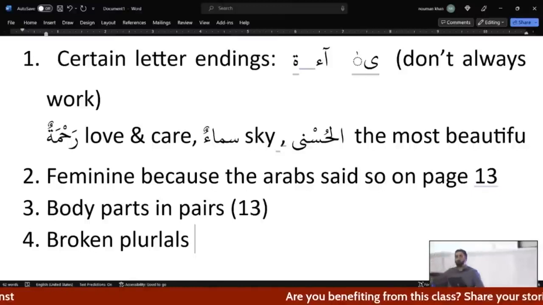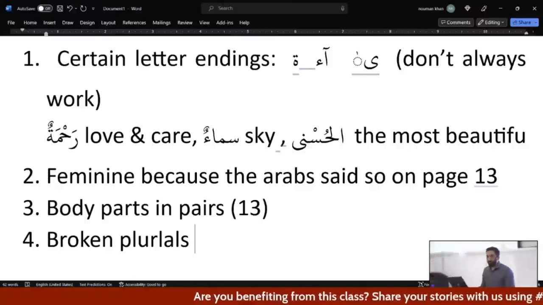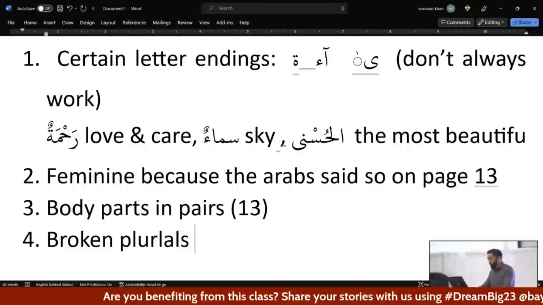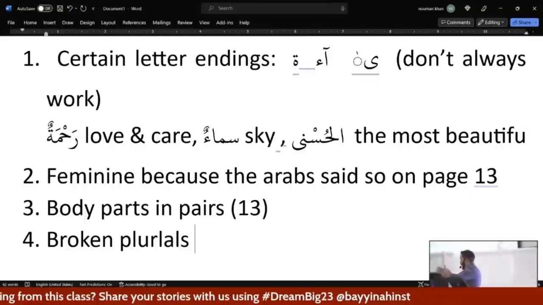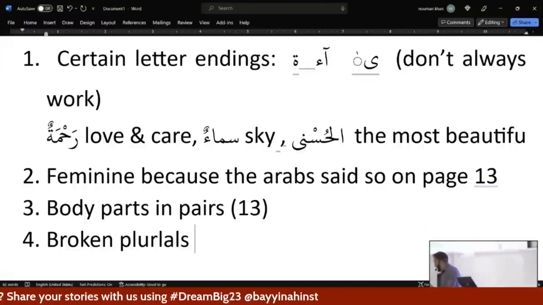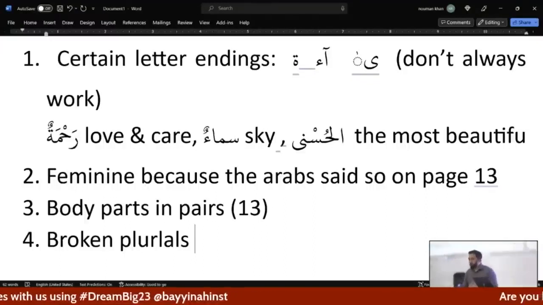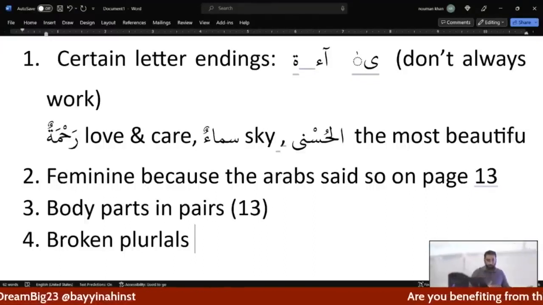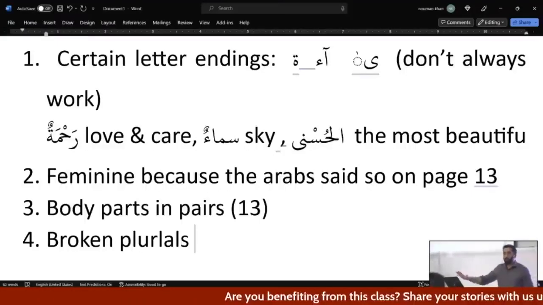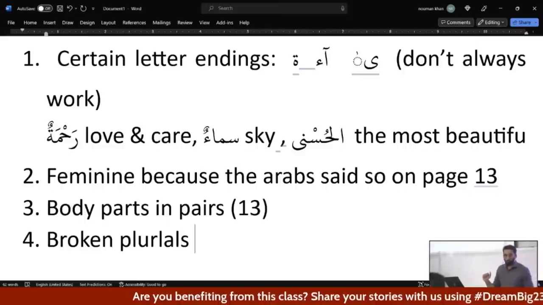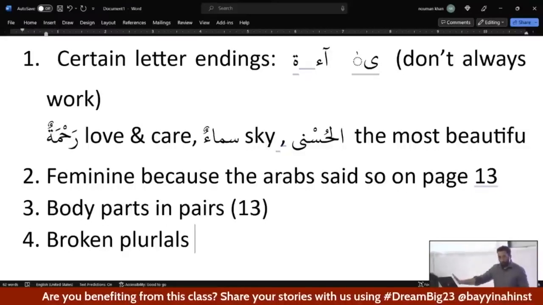Now, if you don't see any of this stuff, then what are you going to assume about a word? It's masculine. If it's not a broken plural, and you know already the categories of broken plurals, human broken plurals, non-human broken plurals, we did that. If you don't see any of this, automatically the word is masculine. And this concludes the study of gender. This is all you have to know about gender.